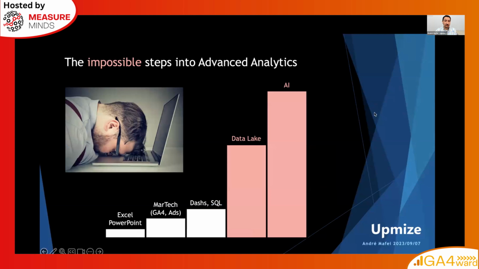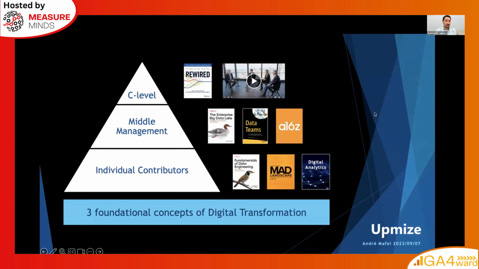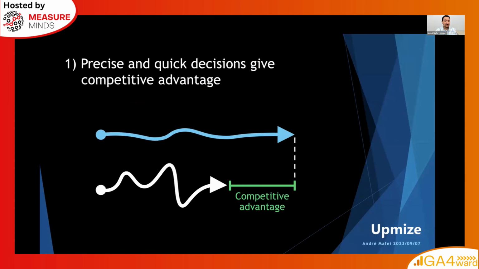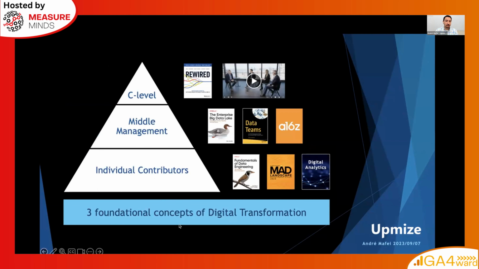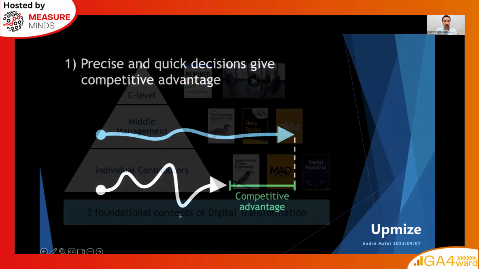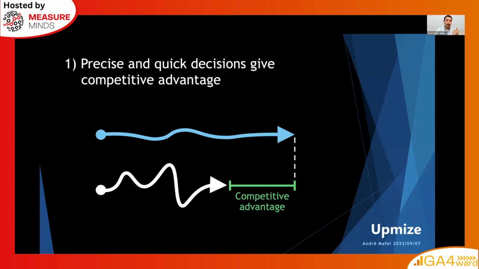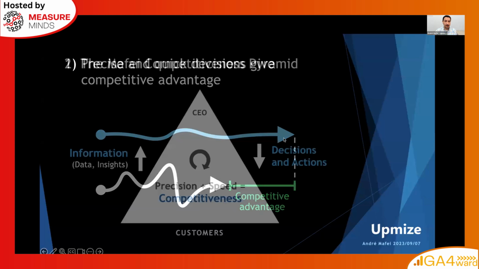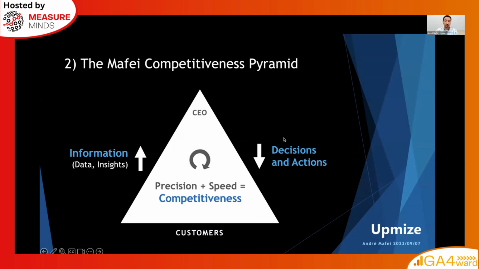How can we go from this to this, back to the resources, right? There are 3 foundational concepts of digital transformation. The first concept: if you make decisions precise and quick, you get a competitive advantage. If you go straight, you will get farther than going around and around, even putting in less effort, right? So precise and speed. So the question becomes, how can we be precise and quick?